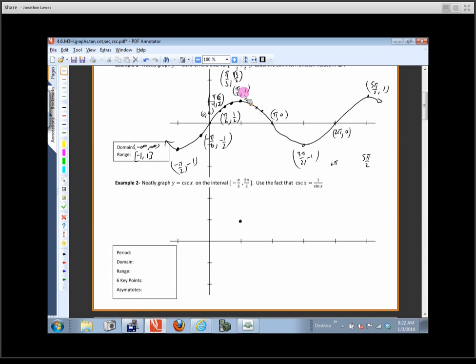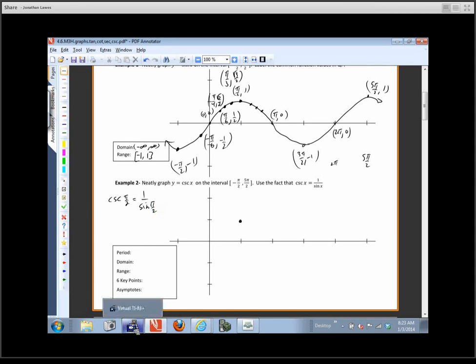And the reciprocal of 1 would be 1. Okay, so what I'm saying there is that the cosecant of pi halves should be 1 over the sine of pi halves. And the sine of pi halves is 1, so the cosecant of pi halves is 1. Does that make sense? Should we double check that on the calculator?